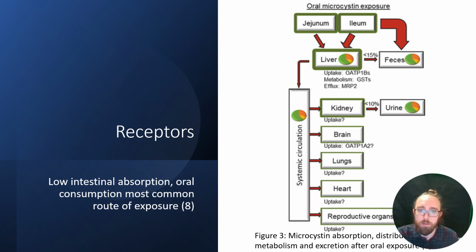And this flow chart was showing this oral route, and showing some elimination from the liver and kidney, but a very small percentage, at 15 and 10% respectively, which is why it can be introduced to the systemic circulation and reach the kidney, brain, lungs, heart, reproductive organs, and can cross the blood-brain barrier. And that flow chart shows the absorption, distribution, metabolism, and excretion after oral exposure.